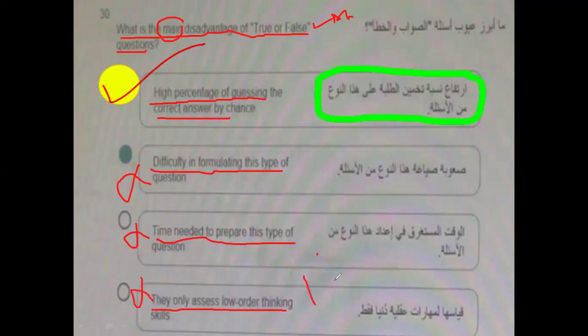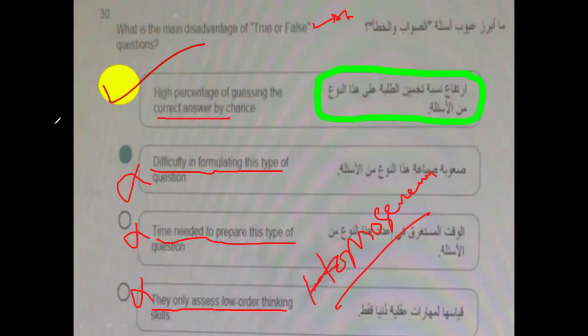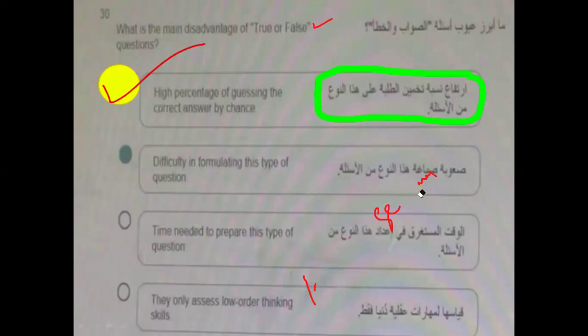Even if we have homogeneous options, homogeneous ones are more difficult than the open-ended question. So option A is correct. It gives a high percentage of guessing the correct answer by chance. So this is the first question. Let me check another question.